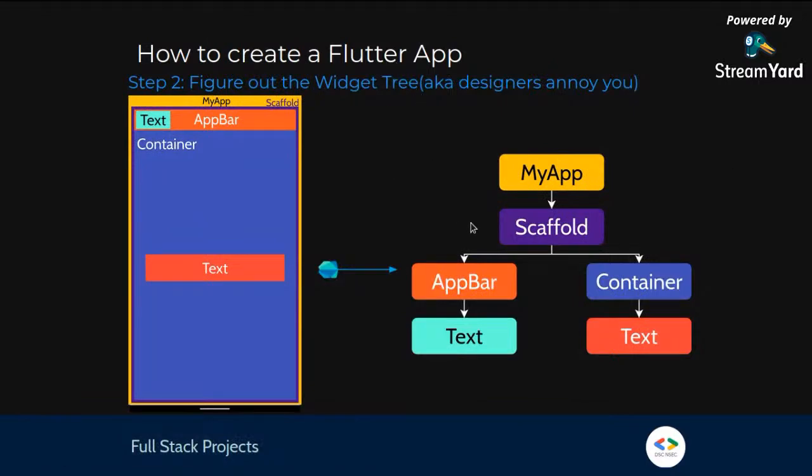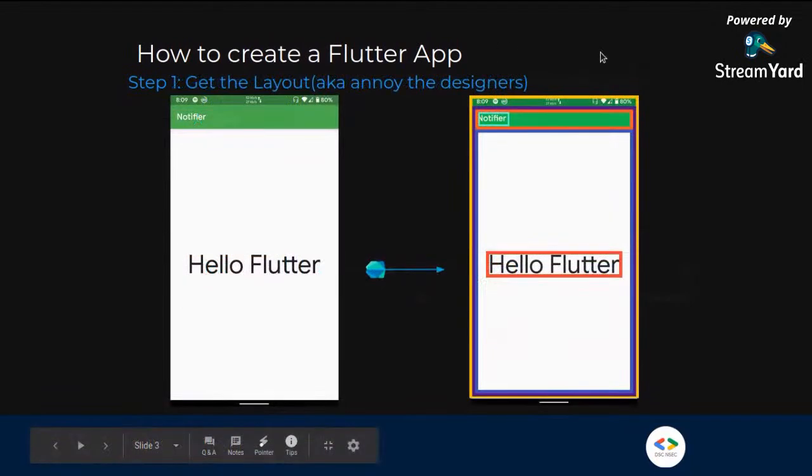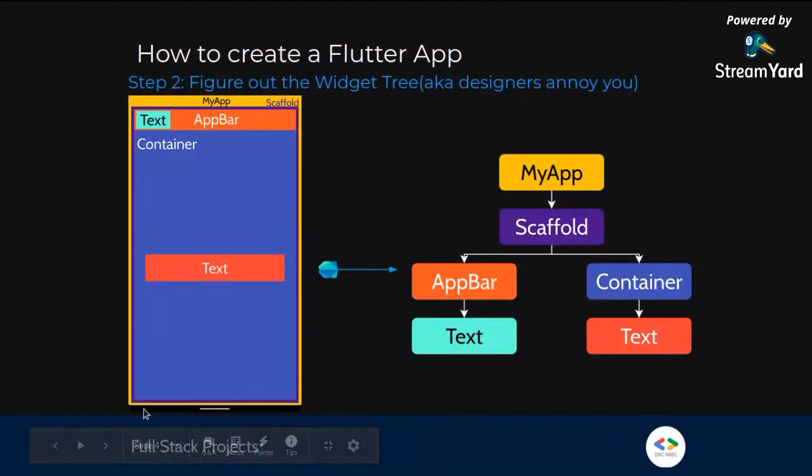In this case, this is the app that we built in the previous session, and this is the corresponding app, widget-wise. We have the top level MyApp here, which represents the entire app, and inside we have the scaffold widget. Now we talked a bit about the scaffold widget.